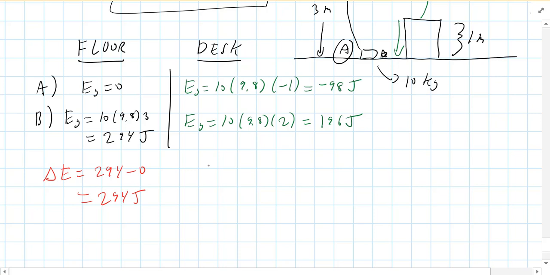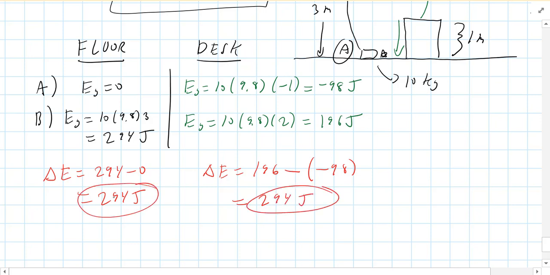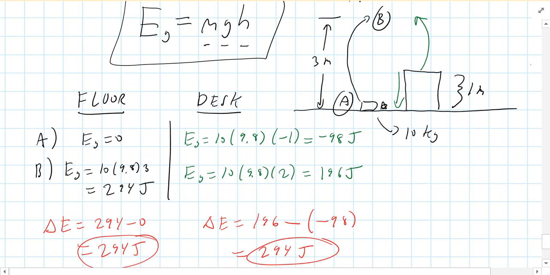How about for this one here? The change in energy would be the final, which is 196, minus the initial, which is negative 98. So you're doing 196 minus negative 98, which is 196 plus 98, which is 294 joules. The whole point of this example is to show you that it doesn't really matter what you call zero height. You can make any point on the picture zero as long as you measure everything from that zero you pick. If you say, I want the ground to be zero, just make sure you measure all your heights from the ground. If you say, I want the desktop to be zero, that's fine as well, as long as you measure all your heights from the desktop.